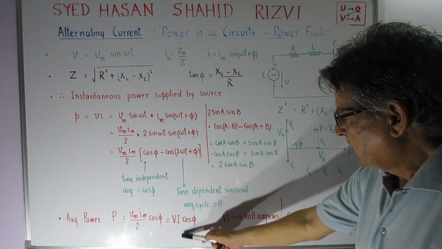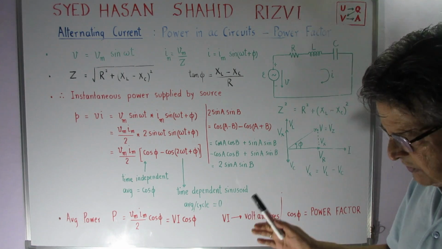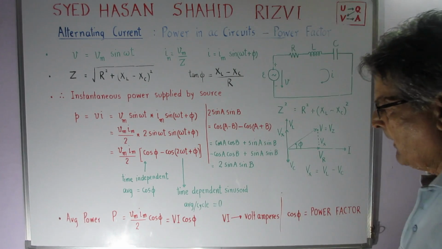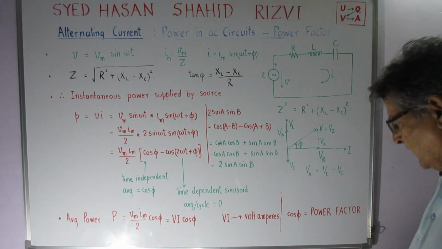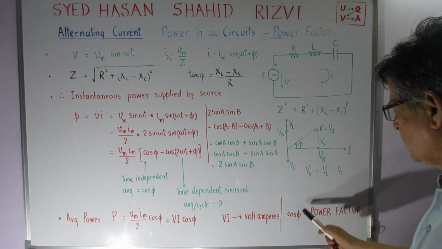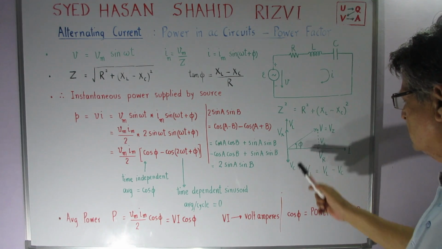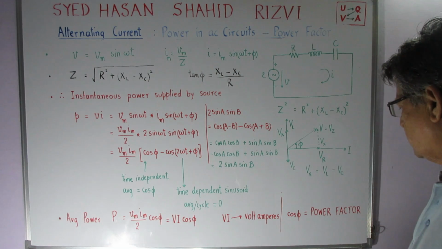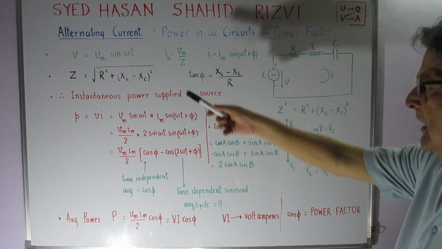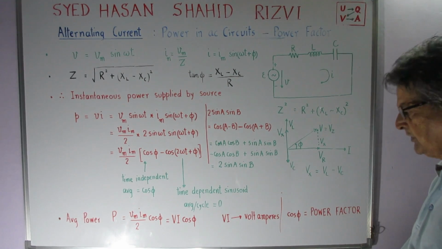My new friend, cos of phi, is called the power factor. Factor means multiplier. So VI multiplied by a factor cos of phi will give you the total power of the system. So briefly, cos of 0 is equal to 1. So in the case of purely resistive circuits, this will be equal to 1. In the case of inductive and capacitive, you can see 90 degrees plus and 90 degrees minus, so cos of either is equal to 0. So I'll just write so that you can jot down what will happen in those cases.